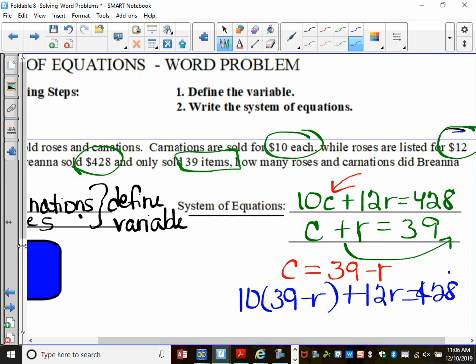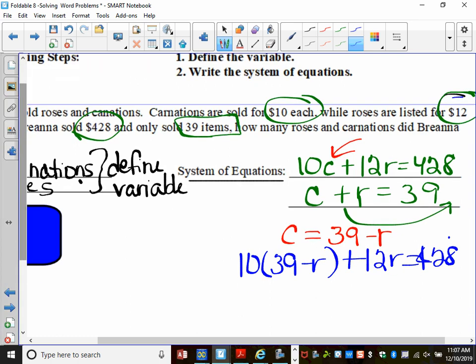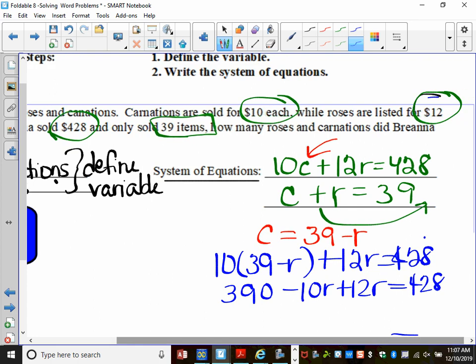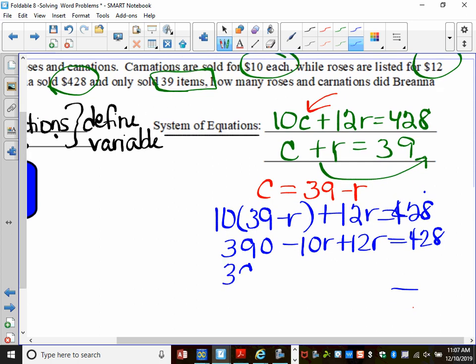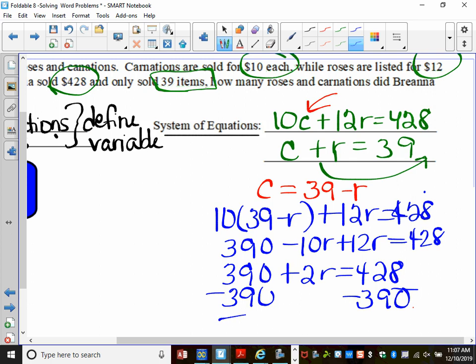Okay, and then let's just go ahead and distribute this. So that's 390 minus the 10R plus 12R equals 428. And then we're going to combine the R's together. So I'll have 390 plus 2R equals 428. Subtract 390. So when I subtract 390, what do I get?